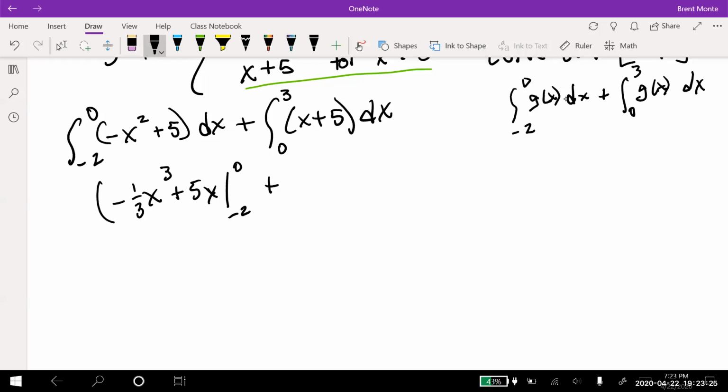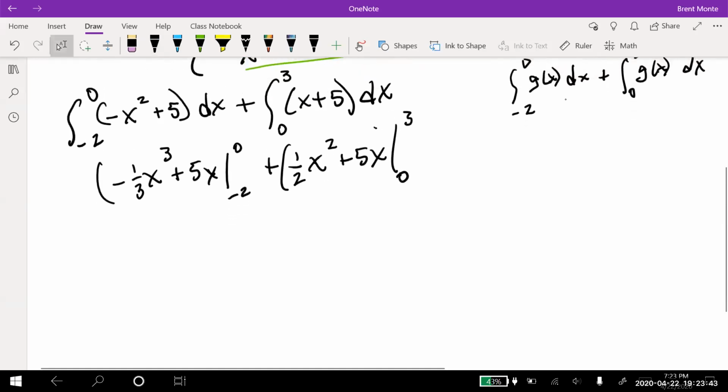And then whatever I get there, I'm going to add to it x squared, right? That's x to the first, I go up 1, multiply by the reciprocal, plus 5x. And I'm going to evaluate that 0 to 3. The zeros are going to be real nice here. It's going to get rid of half of our work. So let's see, I plug in the 0. So I go -1/3 times 0 cubed plus 5 times 0. That's the first piece. Minus the second piece.